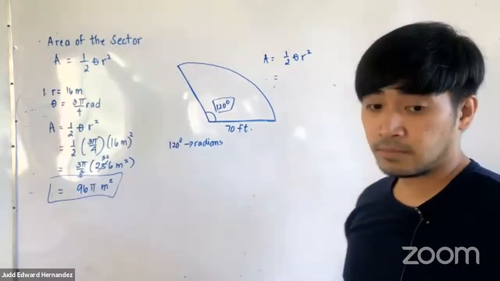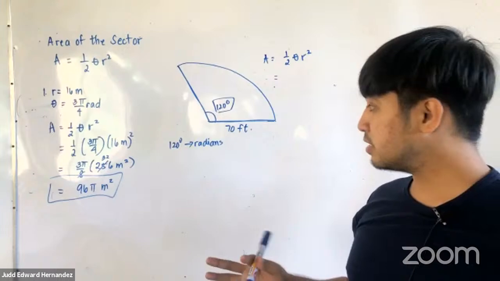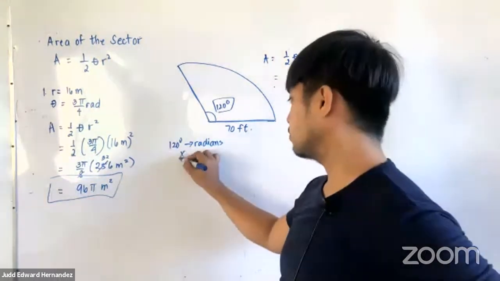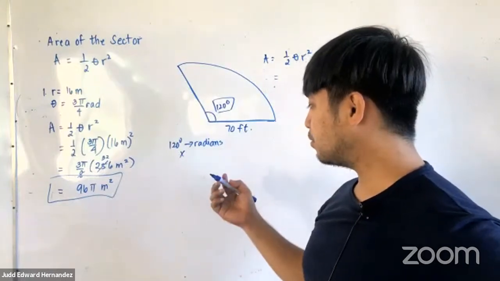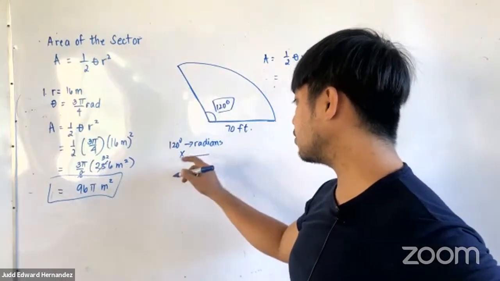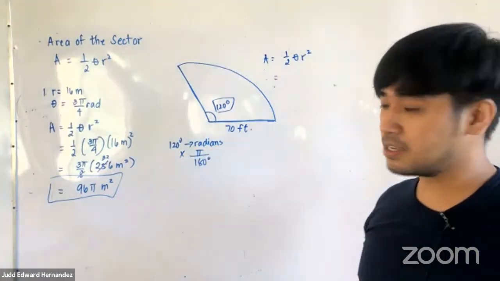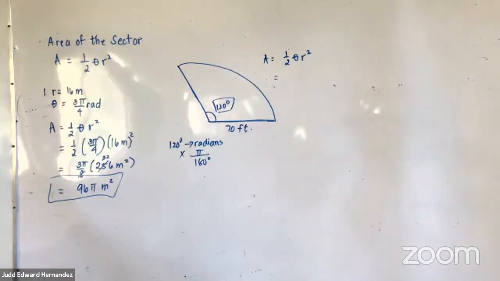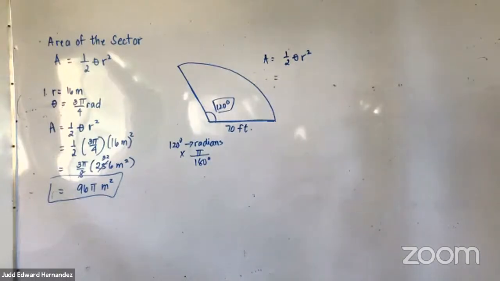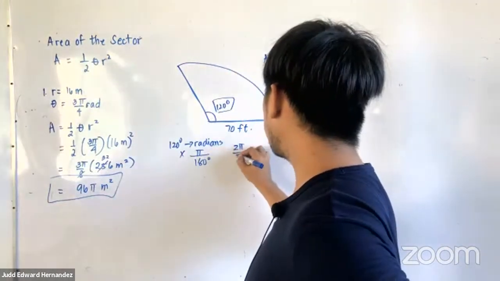What is 120 degrees in radians? We need to convert this: multiply by pi over 180. What is 120 divided by 180? 2/3. So that is 2 pi over 3.